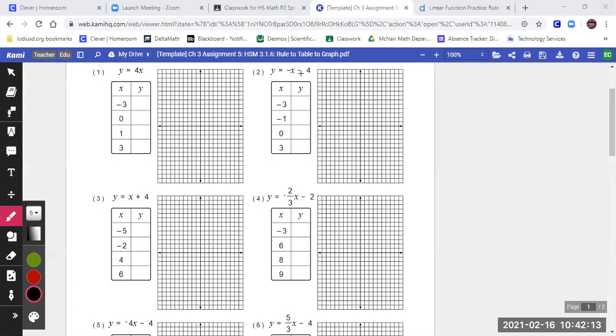Would a -4 after an X be proportional? Would a -2 after an X be proportional? Would a +4, would a -4, how many on here would be proportional? One, because there's only one that doesn't add something. And we talked about that multiple times during the notes. So I'm a little disappointed.